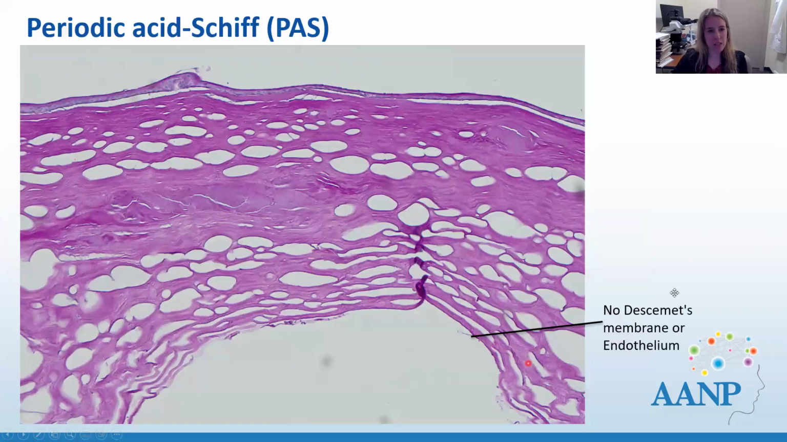So we have a periodic acid Schiff stain here. Periodic acid Schiff is often very useful in highlighting Descemet's membrane in corneal specimens. And here this confirms really no Descemet's membrane or endothelium in this specimen.